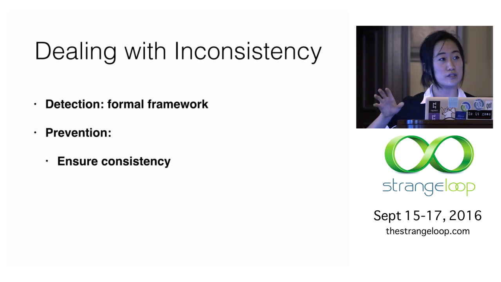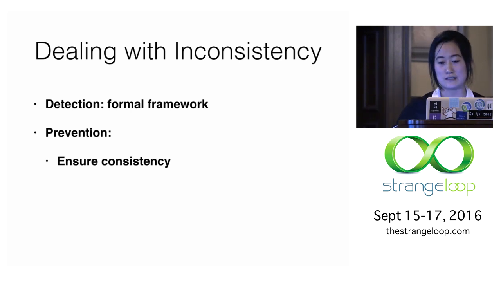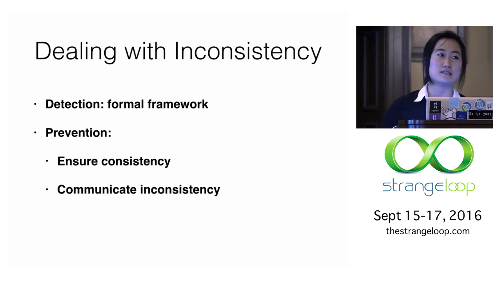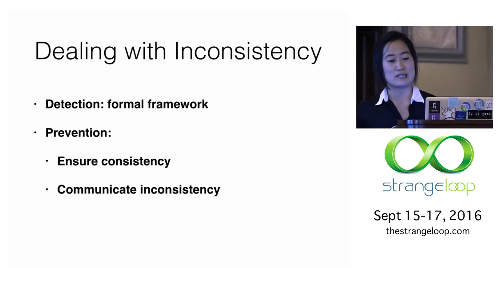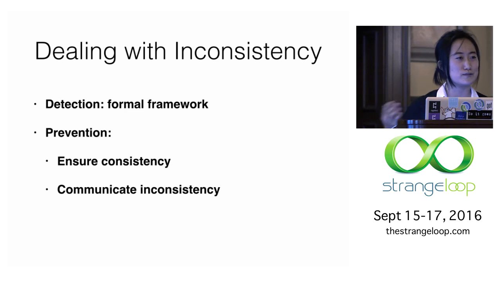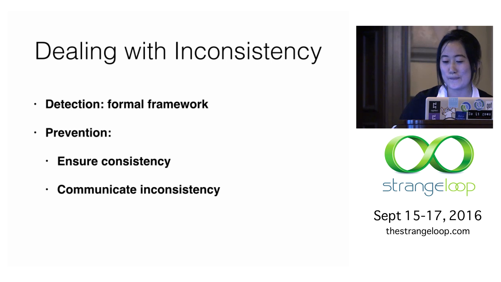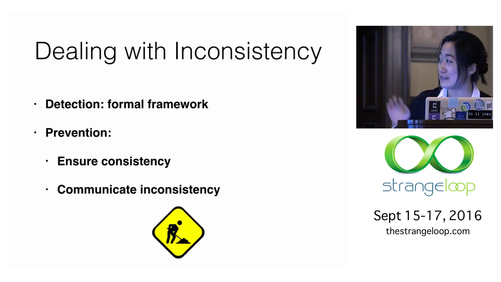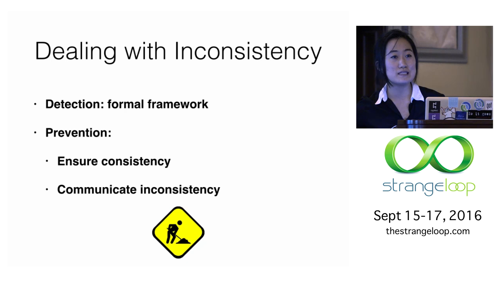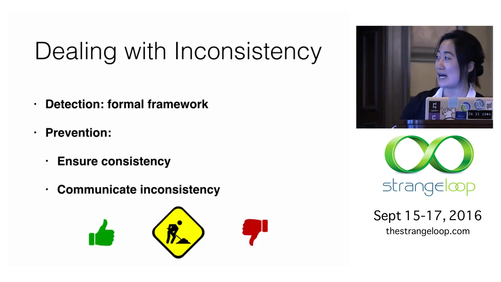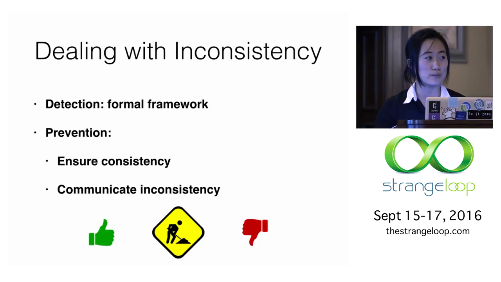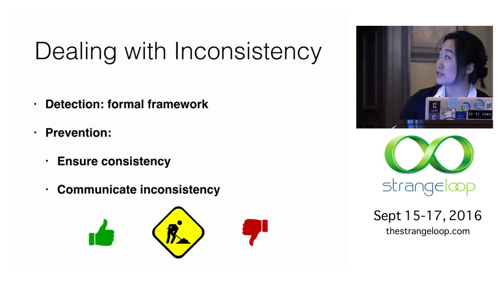One is that we just ensure consistency and never have the user see anything that's inconsistent. Or we can communicate the inconsistency and tell the user, look, this data is not correct yet, just wait. Sounds familiar to the systems people? This is very similar to eventual consistency. Anyhow, this is currently going through pretty active development, and there could be some good ideas and bad ideas. If I ever say anything that you disagree with, I'm more than happy to hear your ideas and criticisms. Please talk to me afterwards or chat me on Twitter. So let's get started with the detection formal framework.